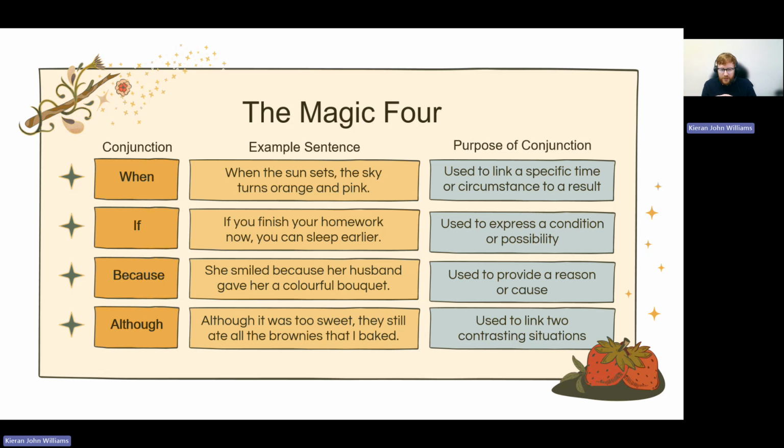Because you probably already know this one, this provides a reason or cause for something happening. And although it was too sweet, they still ate all the brownies that I baked. Although is used here to talk about two contrastive situations, so a positive and a negative, or a negative and a positive. If you want to connect those sentences together, you can use although.